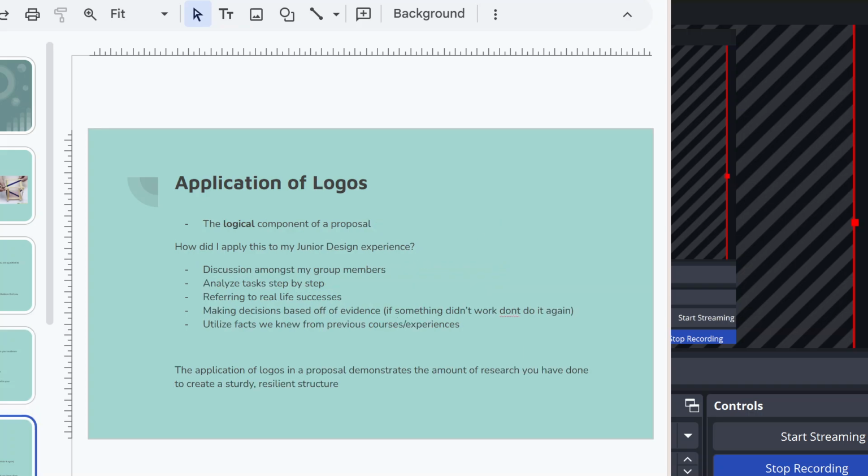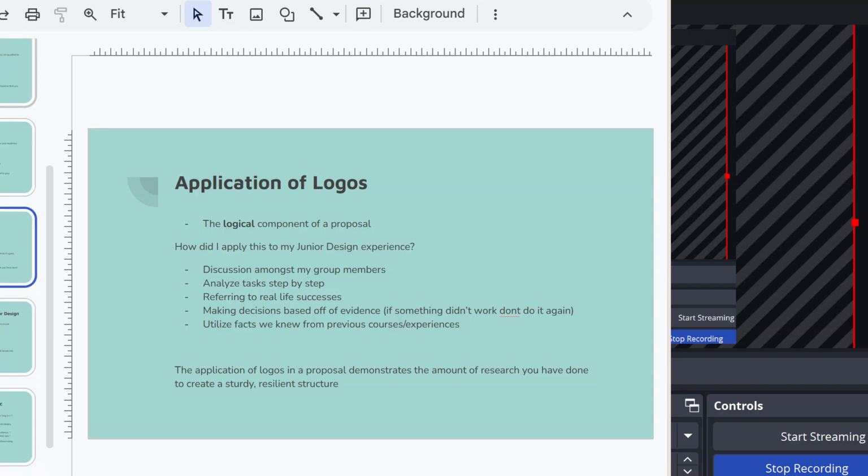So logos is the logical component of a proposal. So how we applied this was we had discussion amongst my group. We analyzed tasks step by step so that we were well researched. We referred to real life successes and made decisions based off of that. And we utilized the facts that we knew from previous courses or experiences. So this application is to demonstrate the amount of research that you have done.